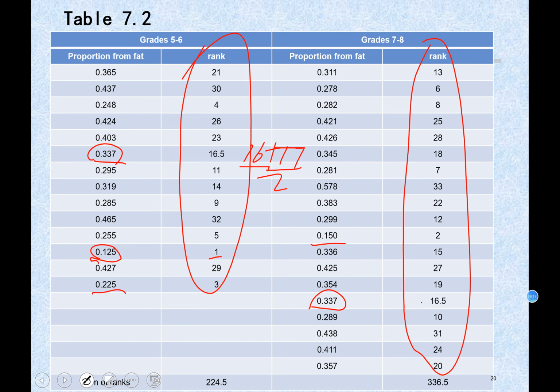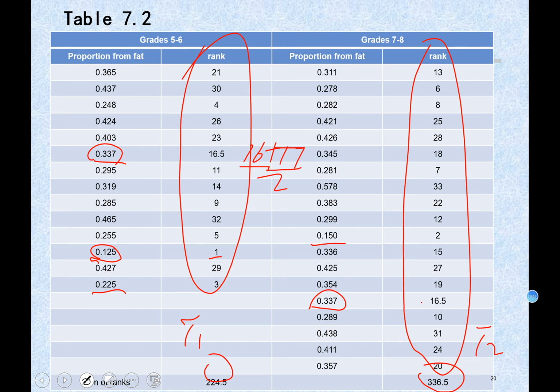For group 1, its summation is 224.5. So that is the rank sum for group 1. And here, 336.5. That is the rank sum for group 2. So here we can get two rank sums. We can use T1 and T2 to represent its corresponding rank sums.